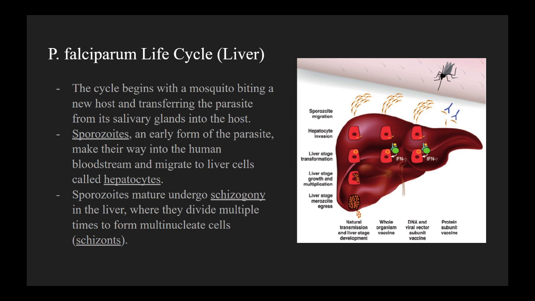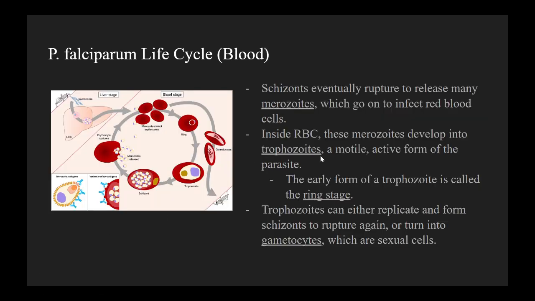So they'll form these multinucleate cells, with many nuclei, and they're called schizonts here. These schizonts contain many, many nuclei, and eventually they'll undergo schizogony to split up into 20 or 30 daughter cells. Like I said, they eventually rupture and release what are called merozoites, which is the next stage of the parasite.